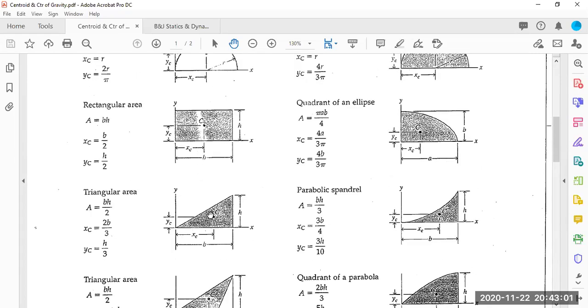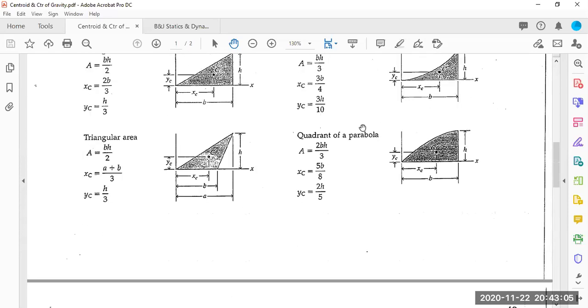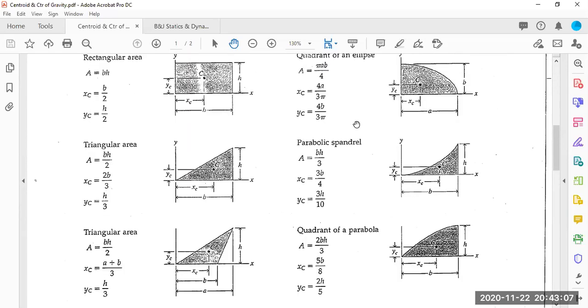Rectangle we know, triangle we know, and then here's a quadrant of an ellipse. We have a parabola. We have a portion of a parabola, portion of a parabola, and then we have another triangular area.